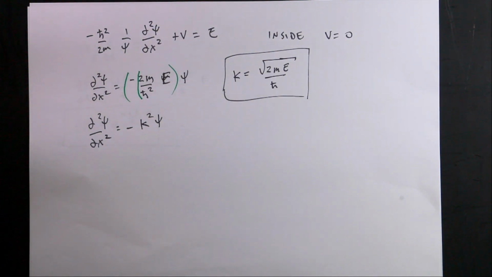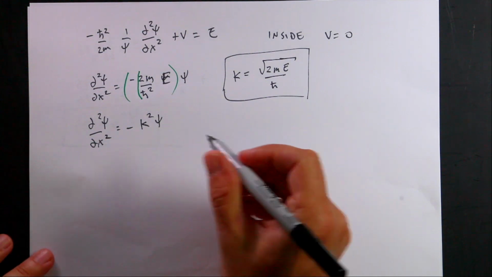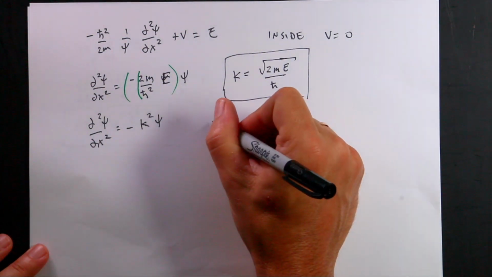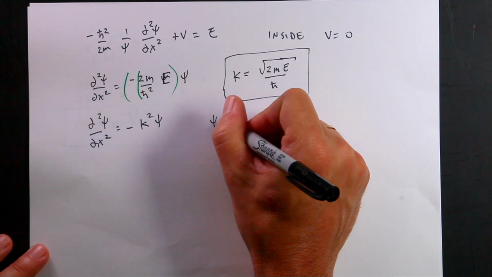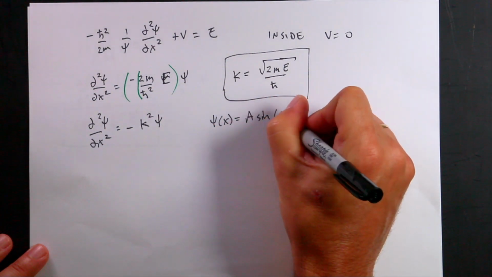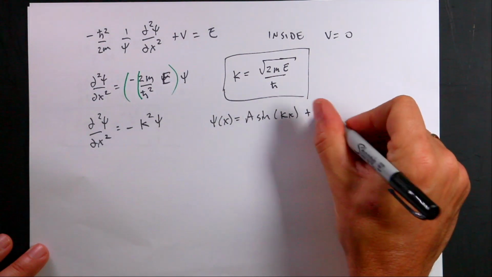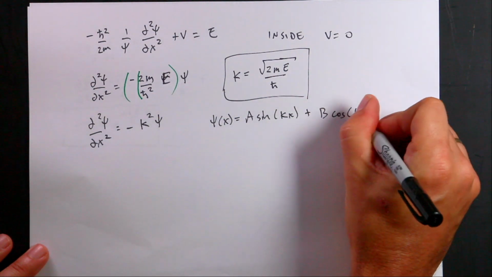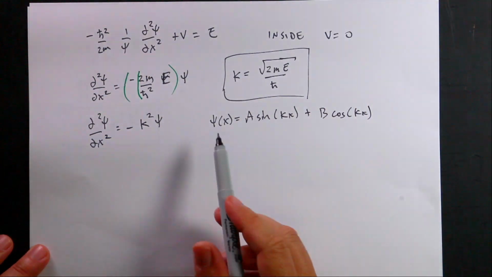So we know a solution can be written in terms of sines and cosines. You could use exponentials, but I'm going to use sines and cosines. So let's just say psi of x is equal to A sine kx plus B cosine kx. Now let's check that, because let's take the derivative twice.